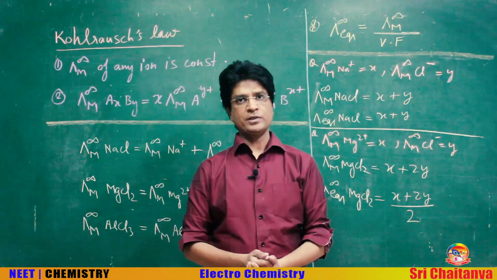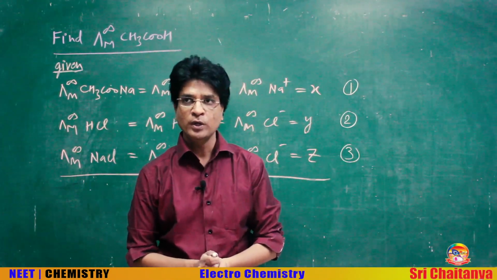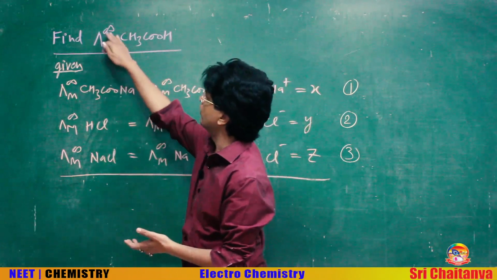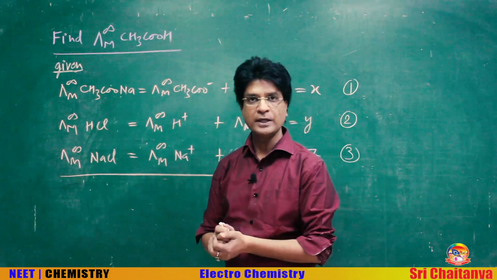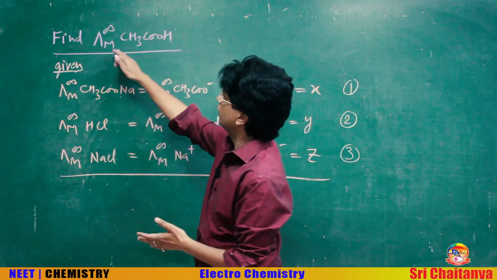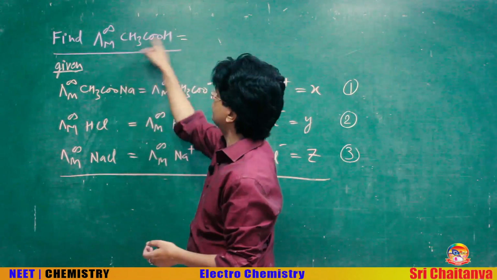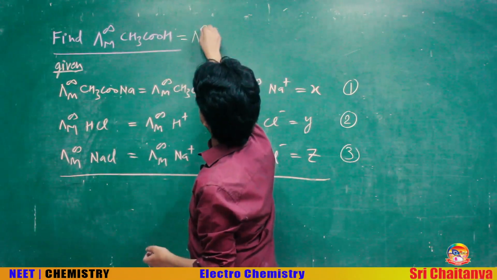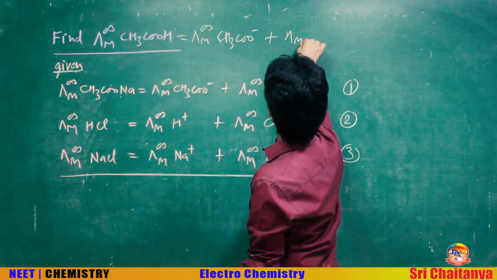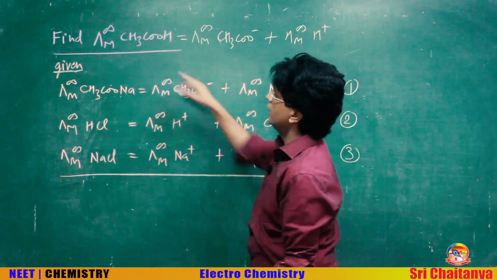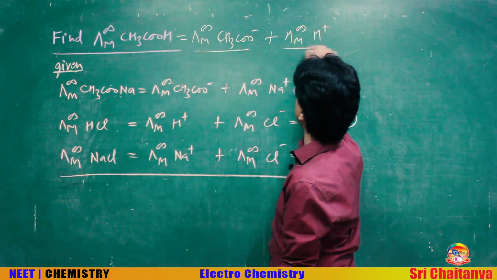Let's solve some more questions to make it more clear. Okay, so now let us see an application of Kohlrausch law. We are supposed to find out the molar conductance at infinite dilution of acetic acid, which is a weak electrolyte. Now at infinite dilution, the molar conductance of CH3COOH will be given by the molar conductance of CH3COO negative and the molar conductance of H ions. It will dissociate into acetate and H ions. Now my purpose is to get this and this.